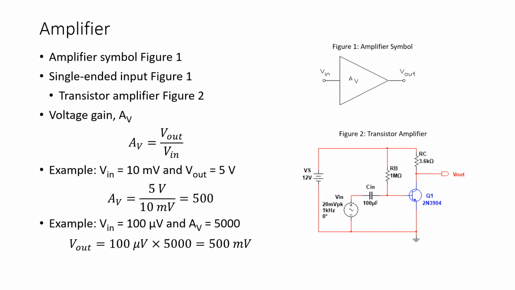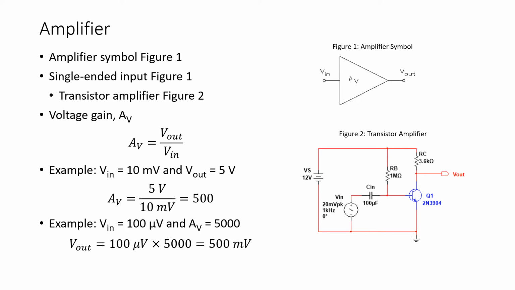The schematic symbol in Figure 1 shows what's called a single-ended input amplifier. And this is what we obtained with the transistor amplifier in Figure 2 that we discussed in the previous presentation. There is just 1 point for the input signal and 1 point for the output signal. And as we talked about in the previous presentation, the key metric for discussion of amplifiers is the gain, the voltage gain.